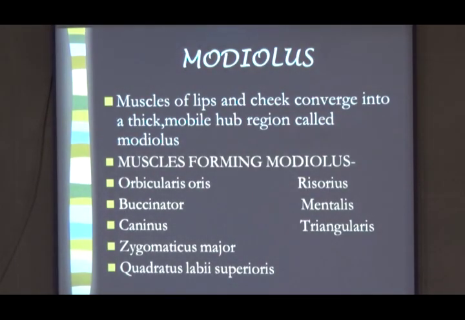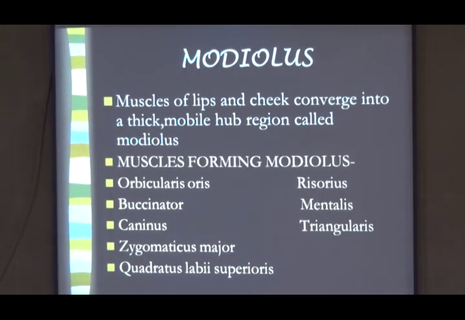There is one more area along with this that we have to learn, which is the modulus. What is modulus? You learned this name before? Yes. It is a confluence of 8 muscles, a small hub of tissue which you can also feel just within the corner of your lip, a small prominence inside. That is the modulus. It is the confluence of 8 muscles of the face.